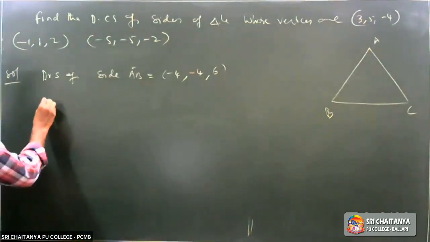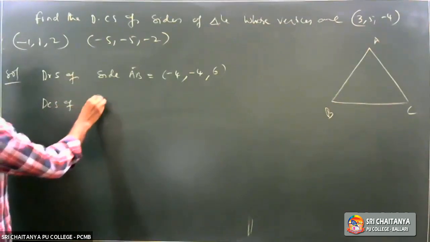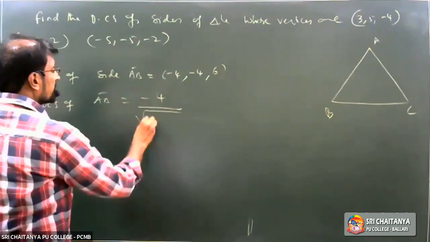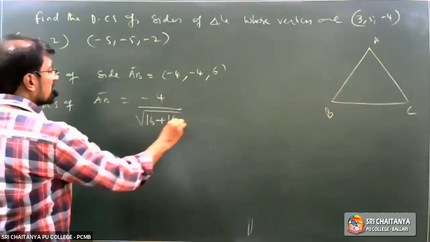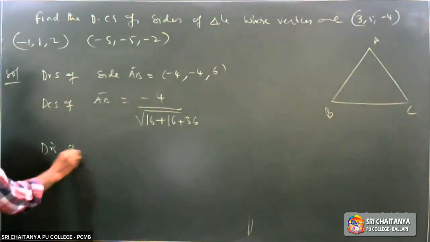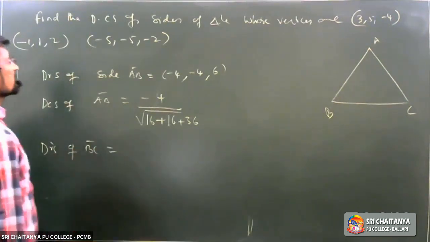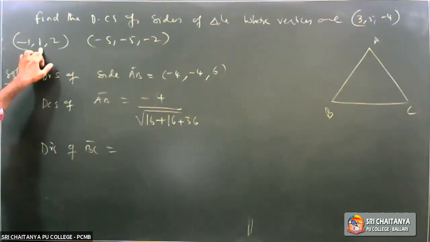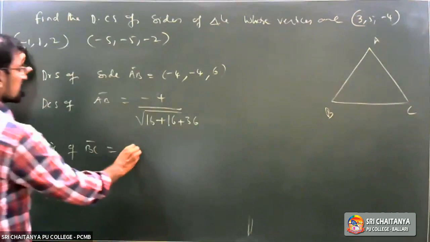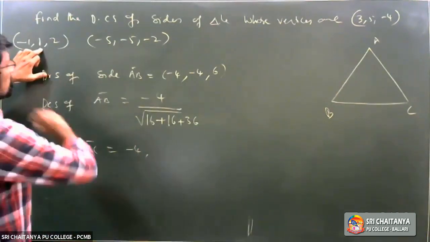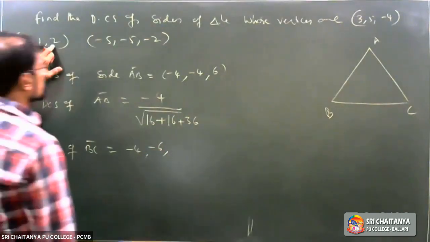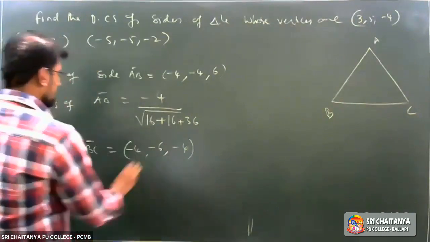Next, DCs of AB bar is equal to a by root of a square plus b square plus c square, right? Similarly, you should find out the DRs of BC bar. While you are finding another side's DRs, this is B, this is C. Now, x2 minus x1 is equal to minus 4, y2 minus y1 is equal to minus 6, right? z2 minus z1 is equal to minus 4.